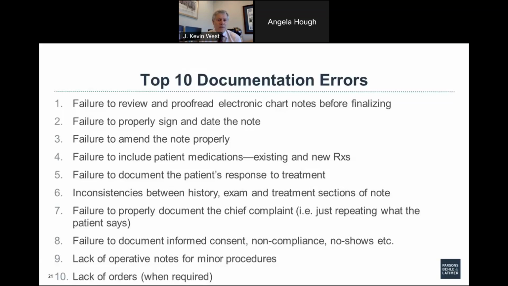One that I see all the time and that really seems to bother auditors is inconsistencies between the history, the exam, and the treatment. So the exam may say there's a problem on the right fifth toe, but the treatment is being provided to the right fourth toe. And the history may say the patient has pain in their right first toe. So we have these inconsistencies, and an auditor reads the note and is not able to give any credibility to what's going on because of those inconsistencies.